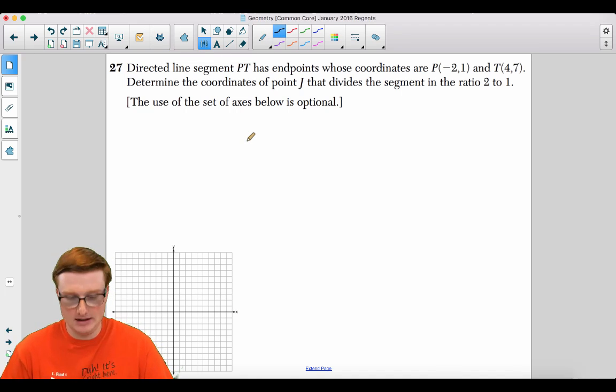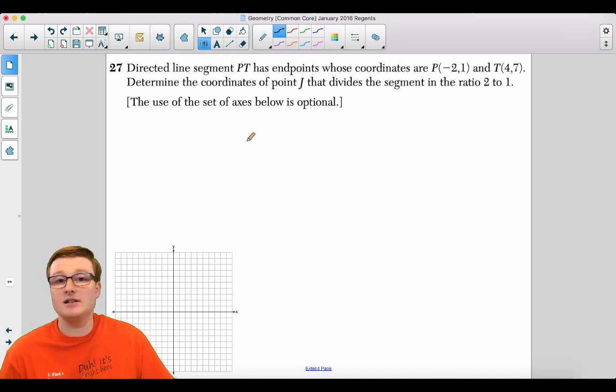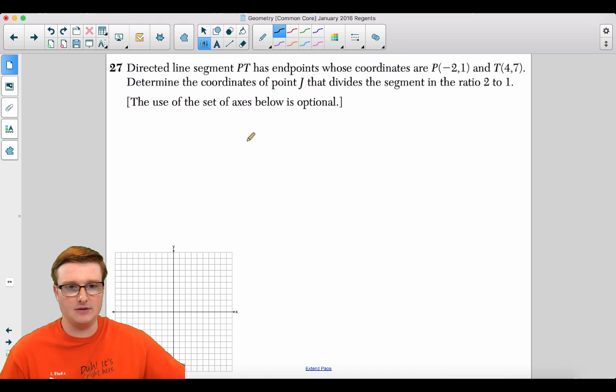Okay, number 27. Again, this question, teachers teach it differently. I teach it very differently. Directed line segment PT has endpoints whose coordinates are -2, 1 and 4, 7. Determine the coordinates of point J that divides the segment into a 2-to-1 ratio.